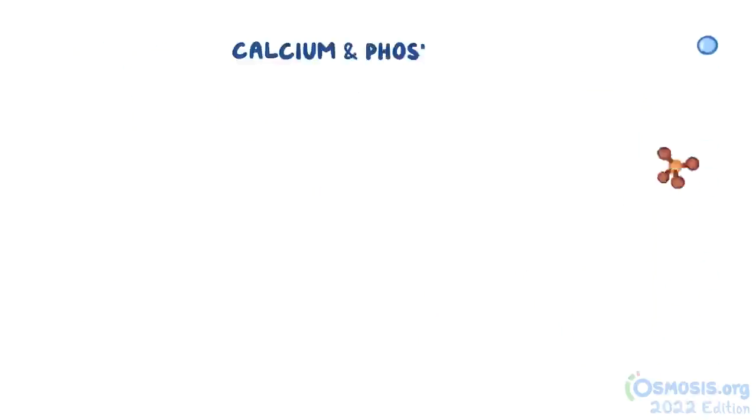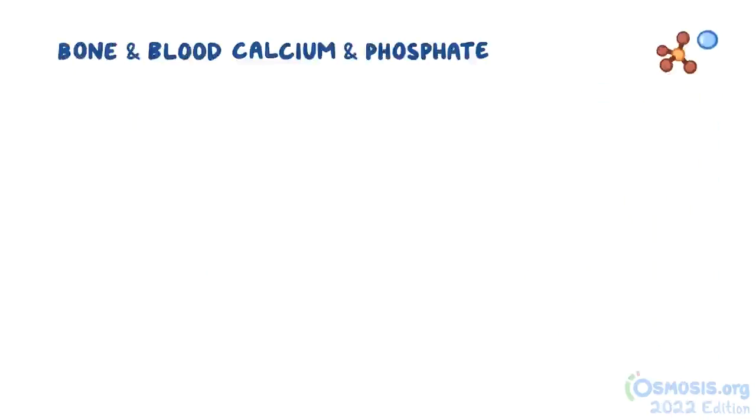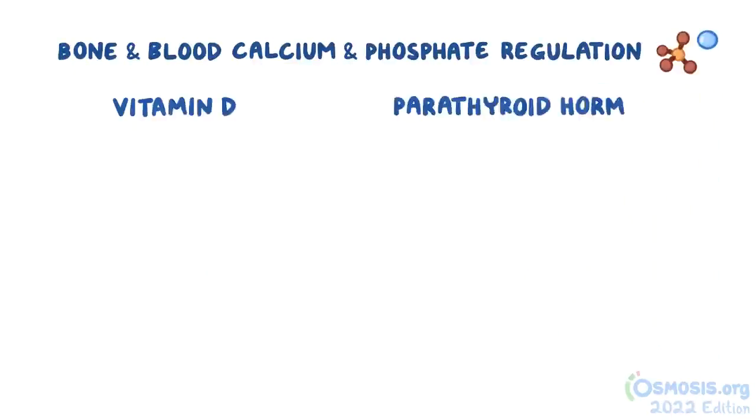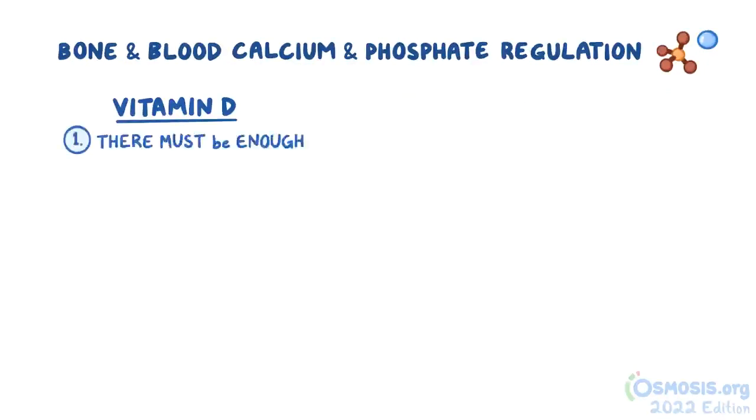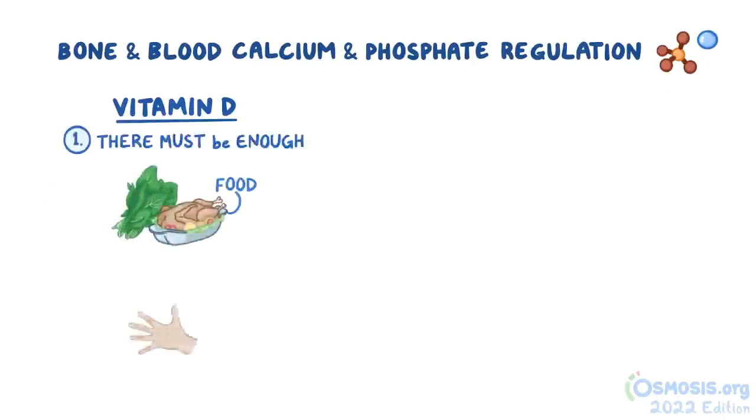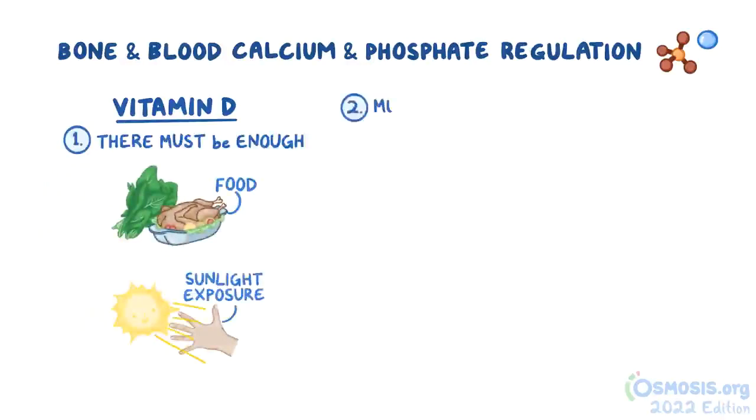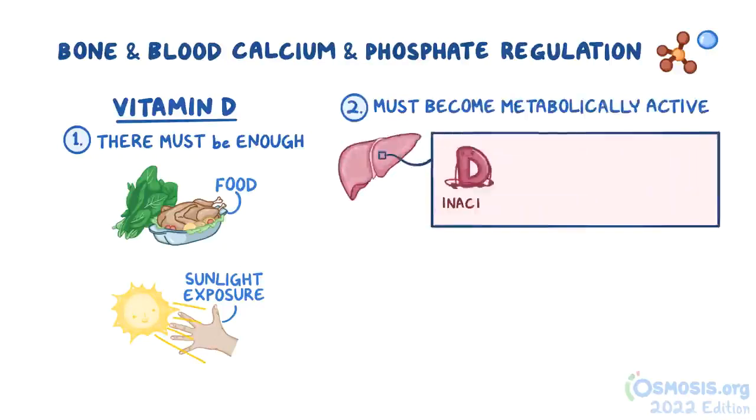Now, the levels of calcium and phosphate in the bone, but also in the blood, are regulated by vitamin D and parathyroid hormone, or PTH. Vitamin D-wise, two steps are necessary for optimal metabolism. First, there must be enough vitamin D in the body, either from food or created in the skin in response to sunlight exposure. Secondly, vitamin D must become metabolically active, and this process also has two steps. First one happens in the liver, where inactive vitamin D is converted into 25-hydroxyvitamin D by the enzyme 25-hydroxylase.